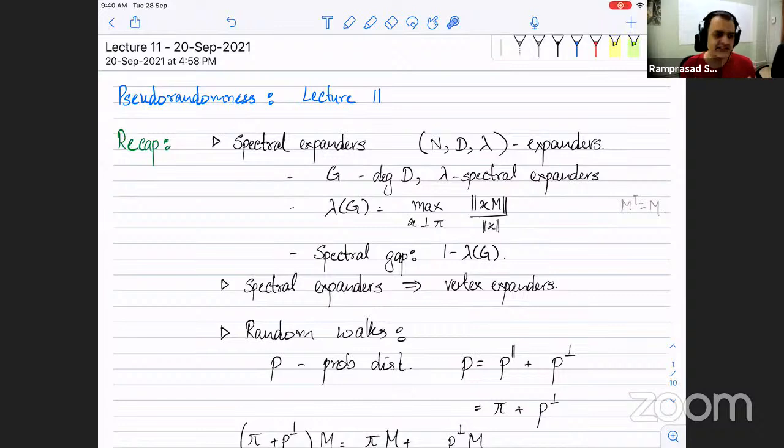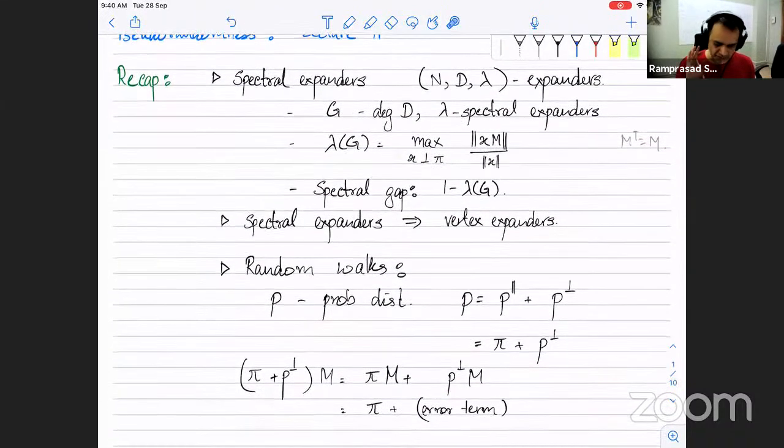And spectral expansion is a lot more convenient to work with because, as in our discussions last time, vertex expansion looks like an NP sort of statement, whereas spectral expansion is something which is a calculation of eigenvalues and just checking something, which is a poly-time computation. Okay.